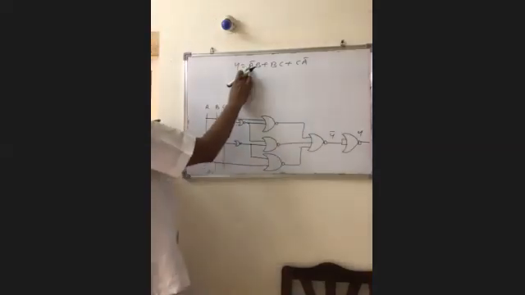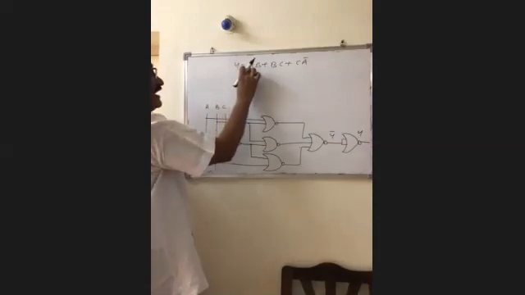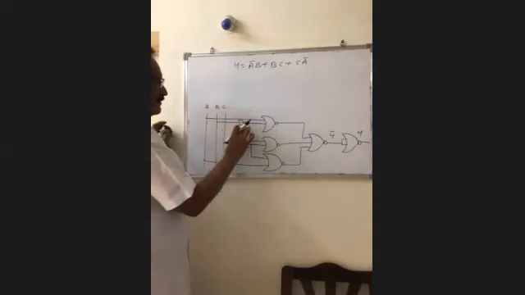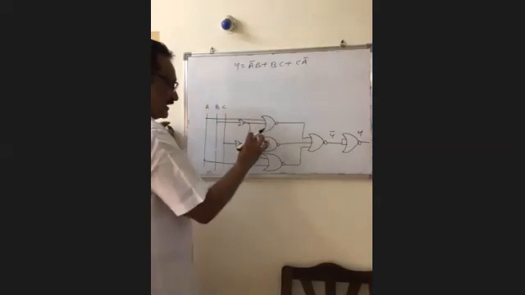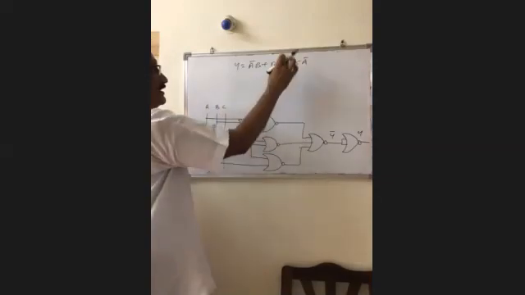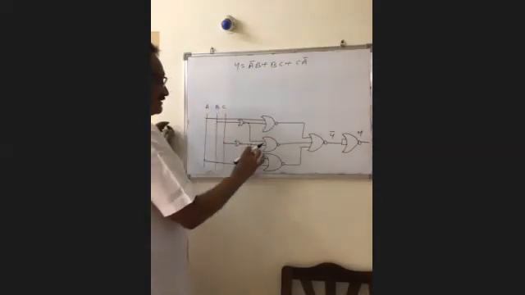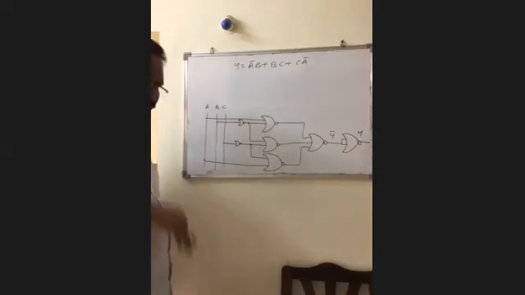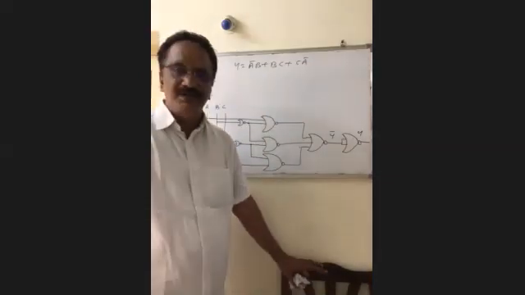So if it is A bar and B, connect simply A and B bar. If it is B and C, connect B bar and C bar. If it is C and A bar, connect C bar and A. Automatically it realizes, no doubt in that one.